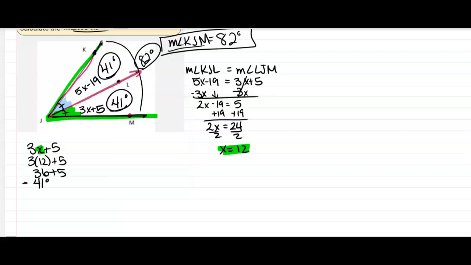Now, what if I ended up wanting to use that equation, the measure of angle KJL? So we can use 5x minus 19, and then we substitute 5 times 12 minus 19, 60 minus 19, and that also gives us 41. It really doesn't matter which expression you use, you'll end up with the same answer.